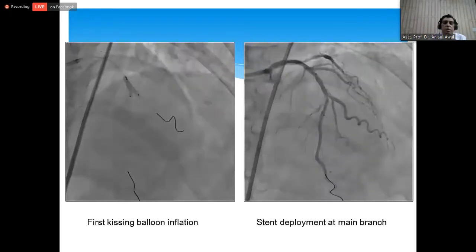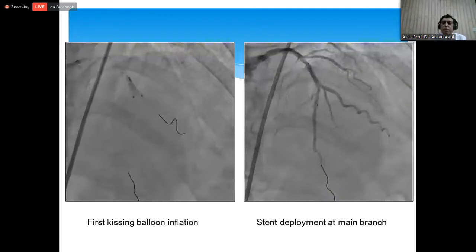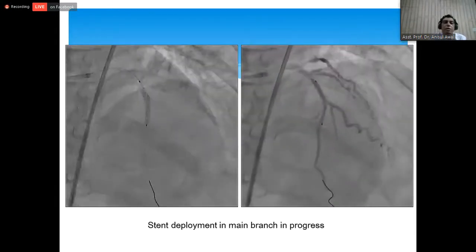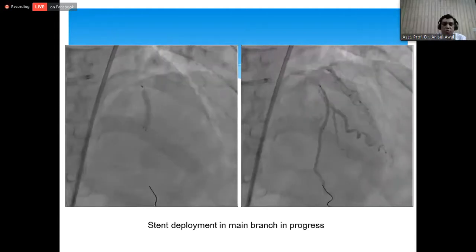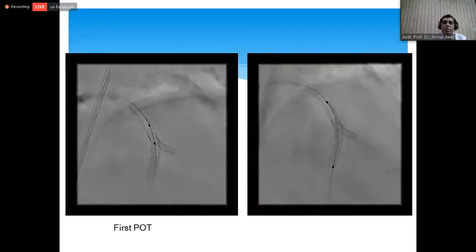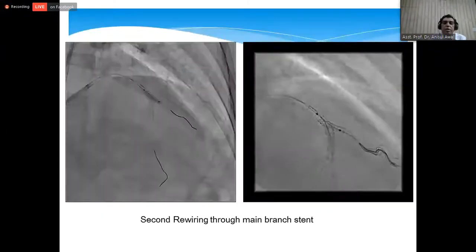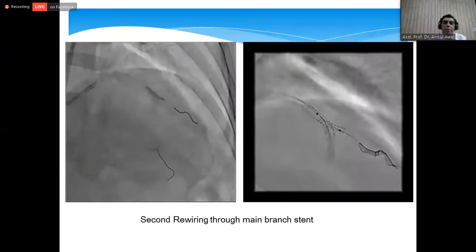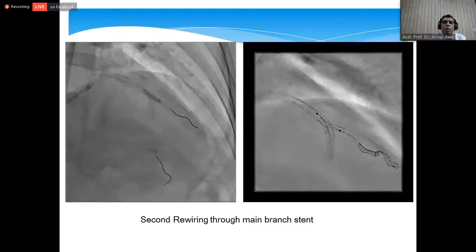Then we did the first kissing balloon inflation, and then we did the stent deployment at the left main in the main branch, and we are doing the second crush with the stent. After crushing, we did the POT so that we can cross the wire through the stent strut, which makes it easier. This time, proximal crossing is not mandatory, but still we have done this through the proximal strut.